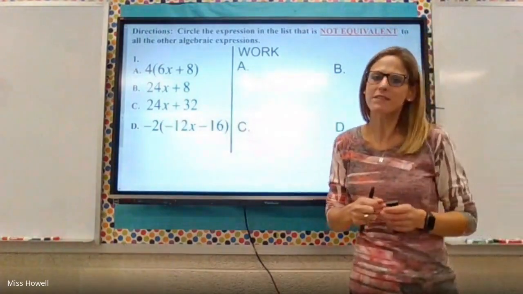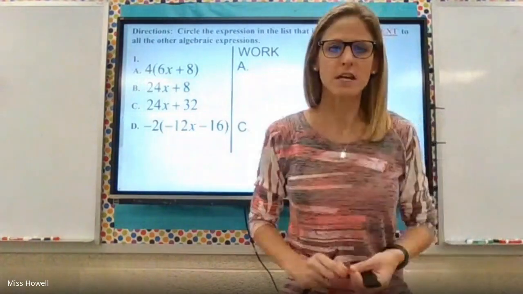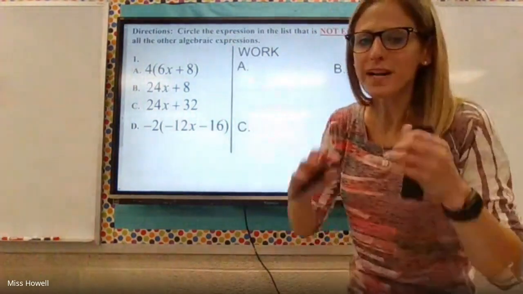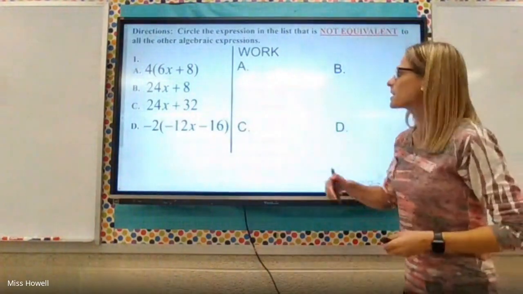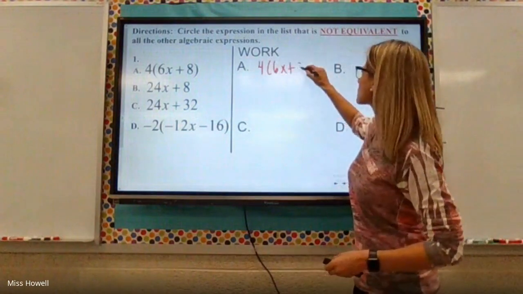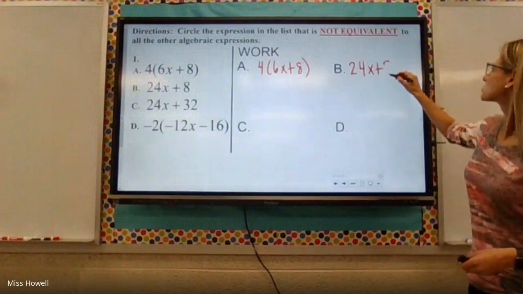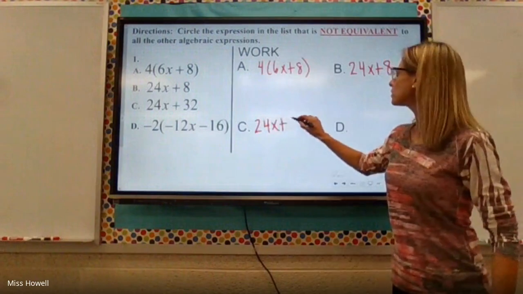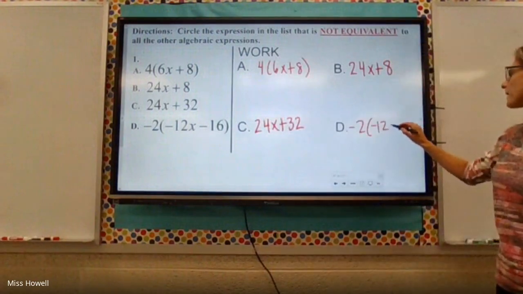The way to see if things match is always to put them in their simplified versions. Some of these are already in their simplified versions and others are not. We want to get them all simplified before we say which one doesn't belong. So 4 times 6x plus 8 is option A. 24x plus 8 would be option B. Option C, 24x plus 32. And D is a negative 2 times negative 12x minus 16.